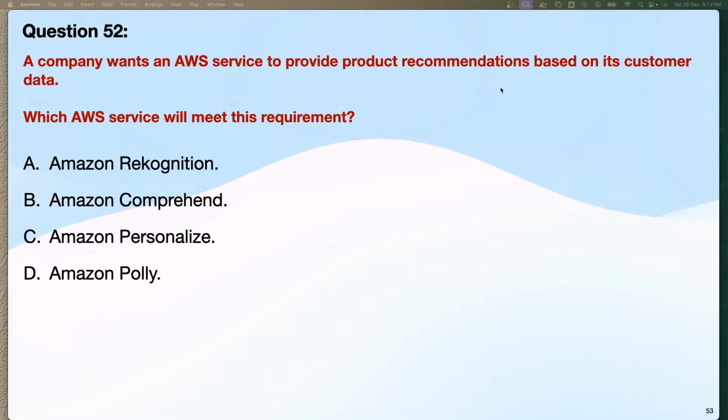It's like cross-selling, upselling. If you go to Amazon.com and purchase some product, Amazon shows these products are also recommended for you, right? If you want that kind of product recommendations, what service helps in AWS? That's called Amazon Personalize. Remember, Amazon Personalize helps you there. So the answer is C. Just to mention, Amazon Polly is for text to speech. So the answer is C here.